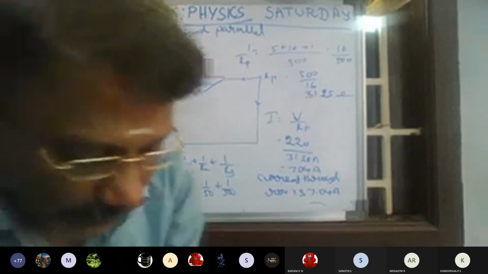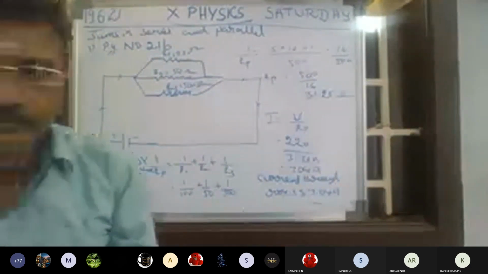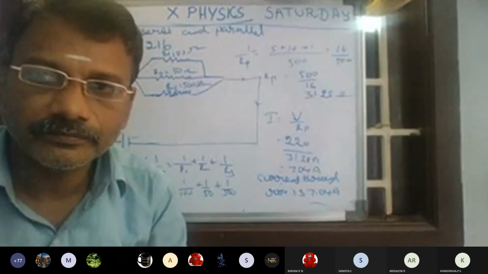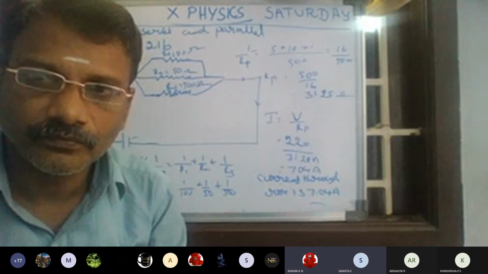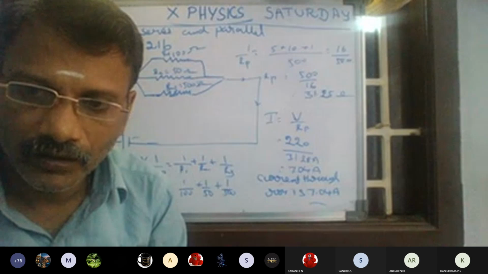You can see the sums in the ebook also. I have given the sums in the ebook. Okay, you can go for the next sum. Sir, one minute, sir. That is 7.04 only.